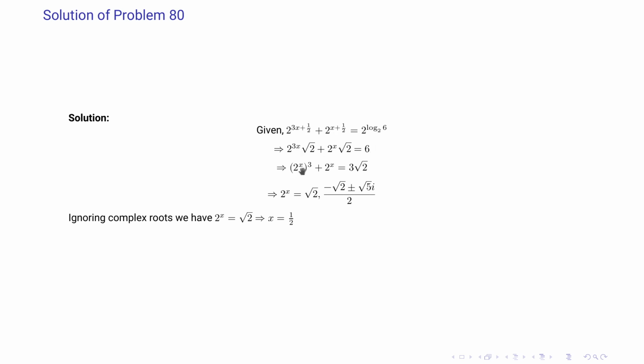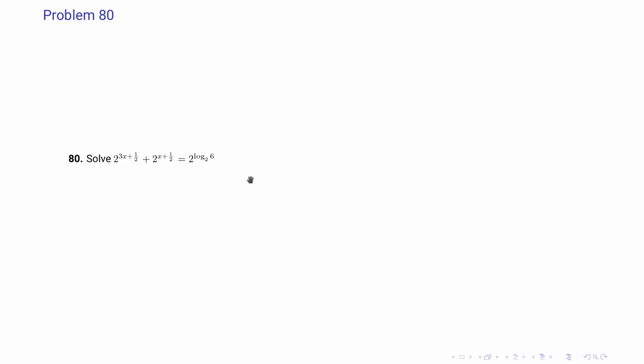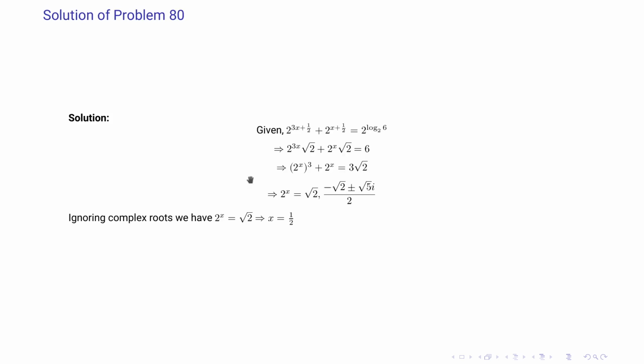So it becomes 2 to the power x whole to the power 3 plus 2 to the power x is equal to 3 square root of 2. So this is a cubic equation. You solve it for 2 to the power x, you will get 3 roots. One will be square root of 2 and other two will be complex and complex conjugate of square root of 2 plus minus square root of 5i by 2. So we ignore the complex roots. We have 2 to the power x is equal to square root of 2, so x is equal to half. Yeah, so that is problem 80.